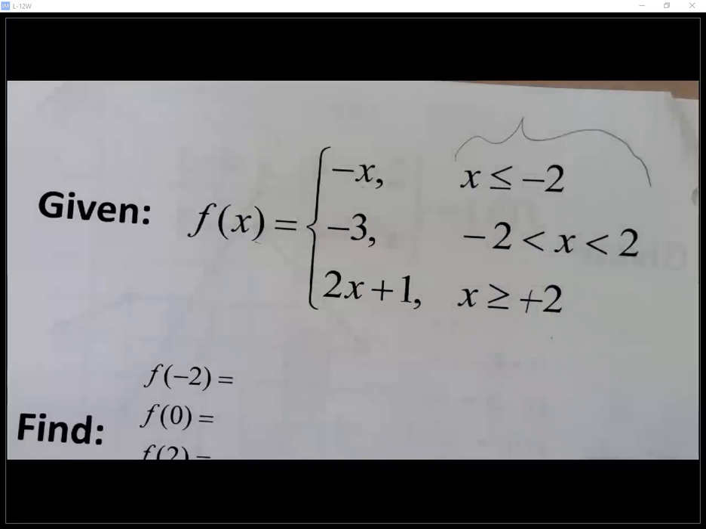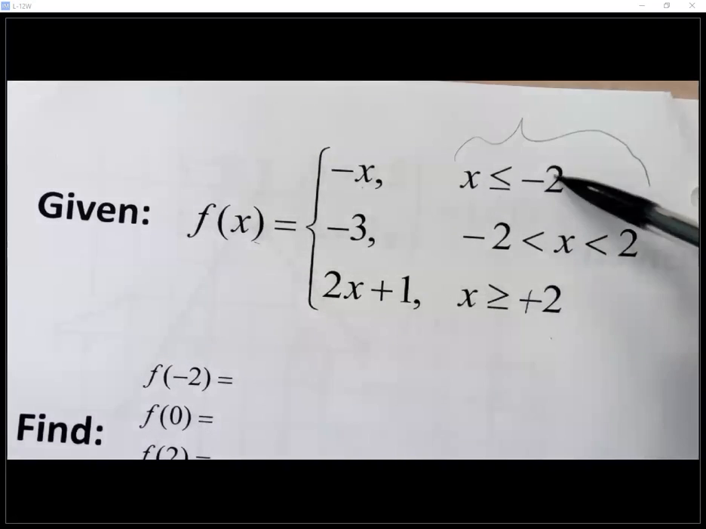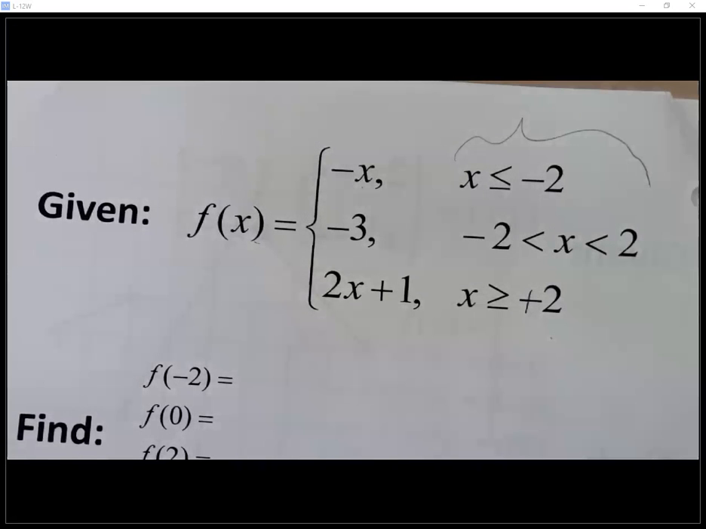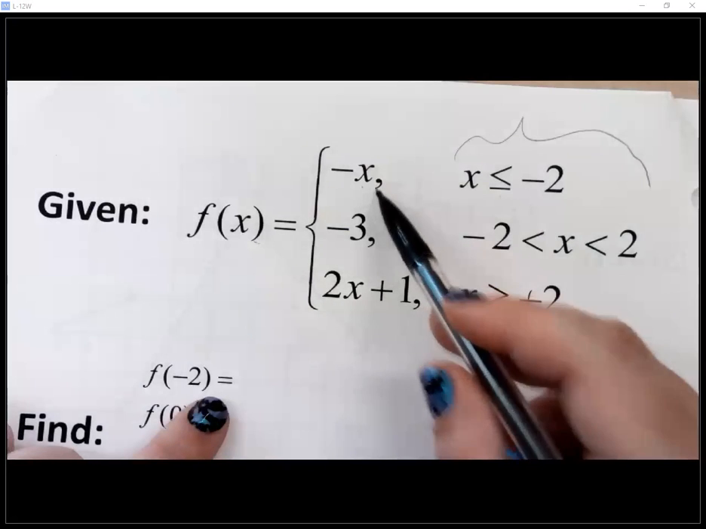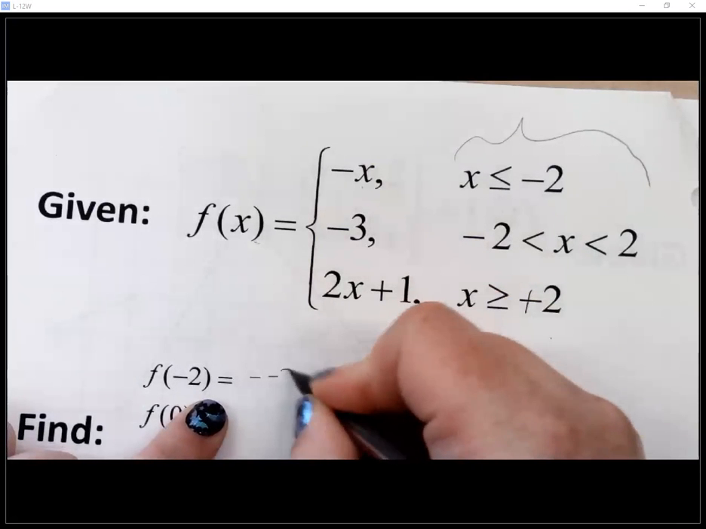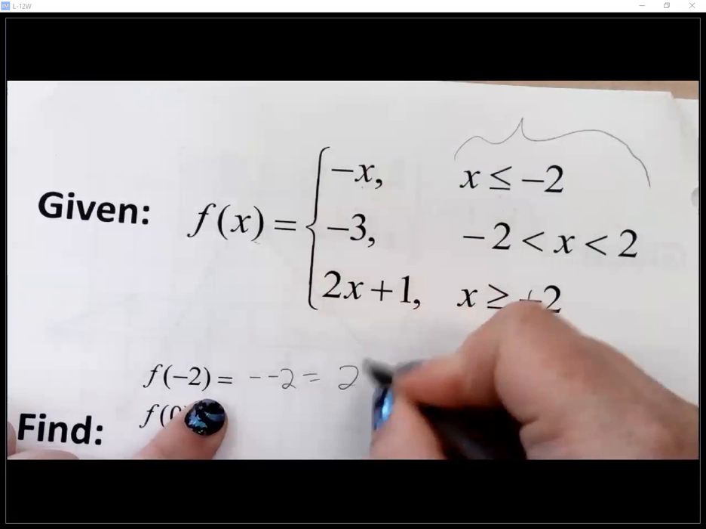Okay, you got some values? Let's see. F of -2. Where does -2 itself, which branch am I going to plug it into? The top, the middle, or the bottom? The top. That's the only spot where -2 fits. So I'm just going to do -2. So it looks like I'm going to get out a +2 as that answer. Agreed?